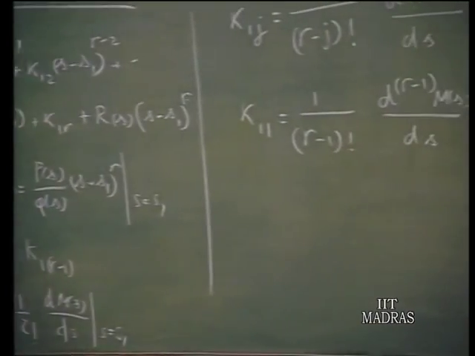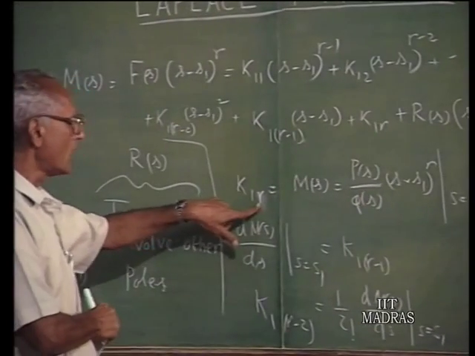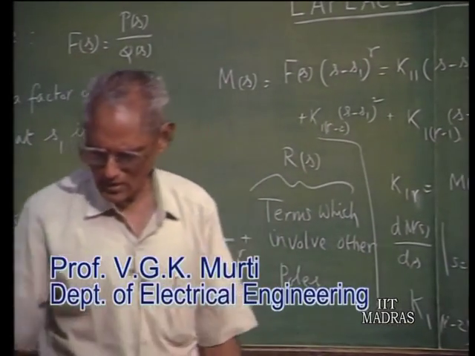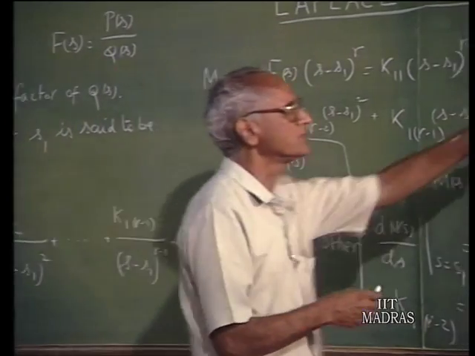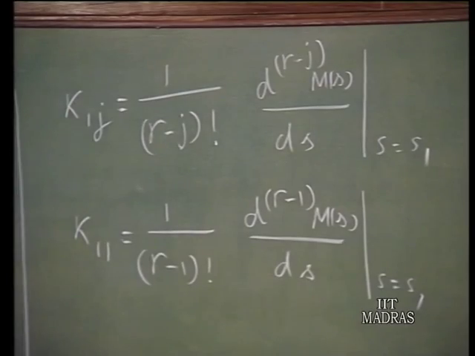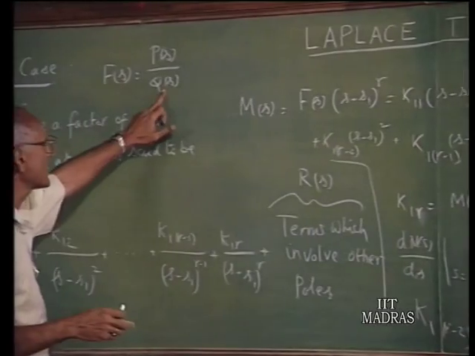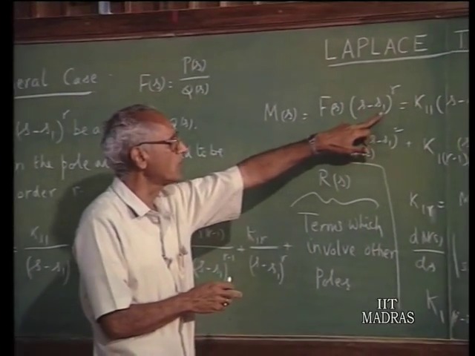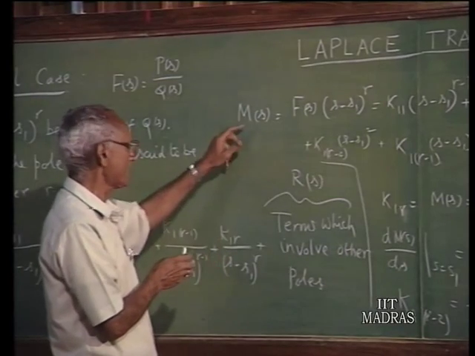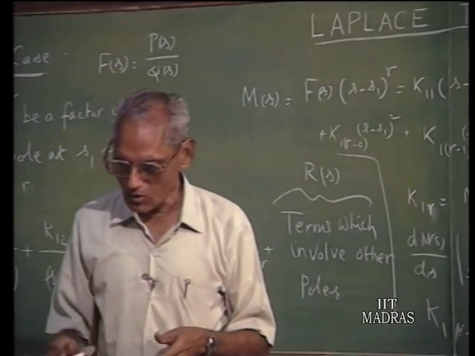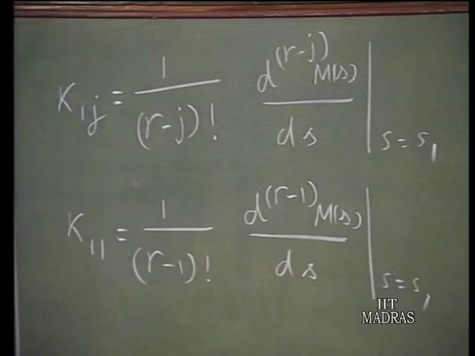k11 is the numerator of the linear factor, k1r is the numerator of the factor s minus s1 raised to the power of r. So, the principle is straightforward. You do not have to really remember these formulas, provided you know the principle that is involved. You can always figure out how it is done. You take the given rational fraction, multiply by s minus s1 raised to the power of r, and you get a resultant rational function which is called m of s. You take successive derivatives and substitute s equal to s1. So, the principle of finding the partial fraction expansion when you have multiple order poles is again a straightforward extension of what you have done in the case of simple poles.